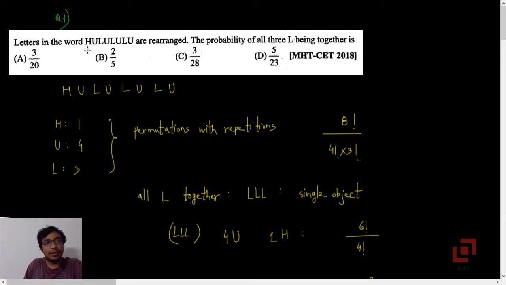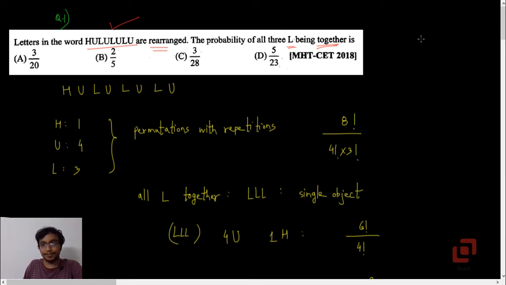Letters in the word Hulululu are rearranged. The probability of all three L's being together is 3 by 20, 2 by 5, 3 by 28, or 5 by 23. Now clearly you don't have the time, and energy of course, to write down all possible arrangements. So you should know the formula here, right?